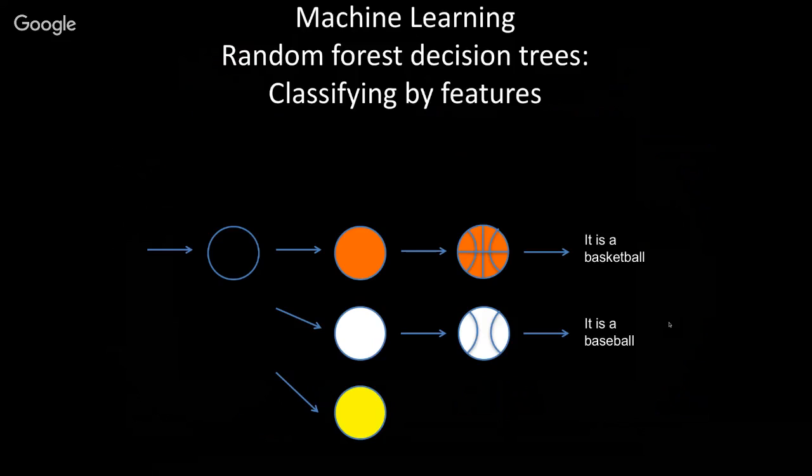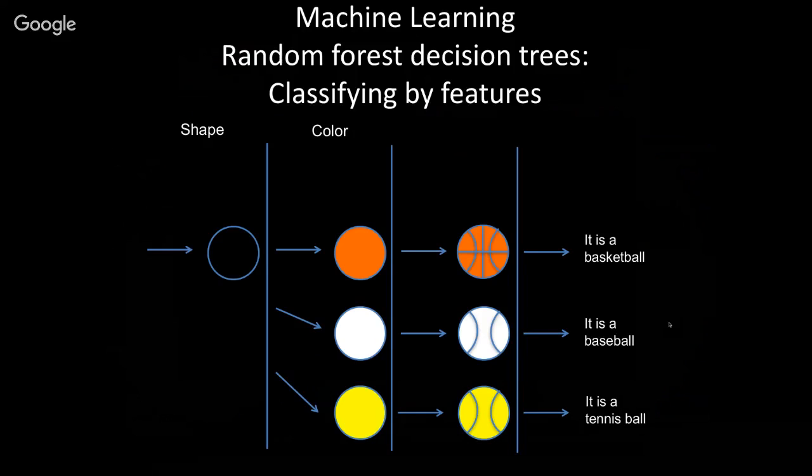Or thirdly, following down through this decision tree that you've established, you may come to the conclusion that it's a tennis ball. And again, the features that we would fit into our random forest decision tree are shape, color, pattern, and then we would presumably arrive at a conclusion based upon that decision tree.